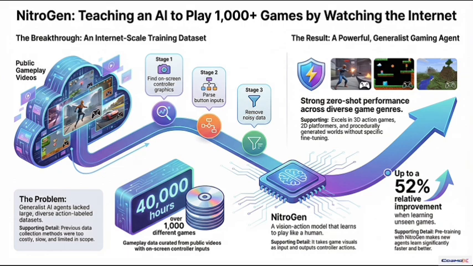But the real headline numbers come from the transfer learning. Right, because training a model from scratch on a new game is so hard. It's incredibly data hungry. Yeah. But when they took the pre-trained Nitrogen and just fine-tuned it on a new game, the results were amazing. And what was the result? Up to a 52% relative improvement in task completion rates compared to a model trained from scratch on that same new game. 52%. That is a massive efficiency boost. It's basically proof that it's learning the common language of gaming.